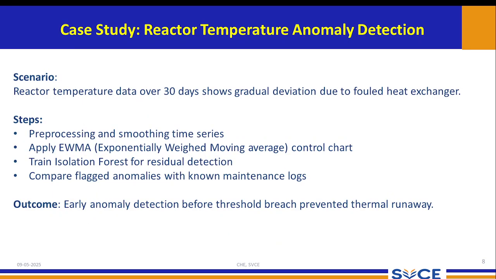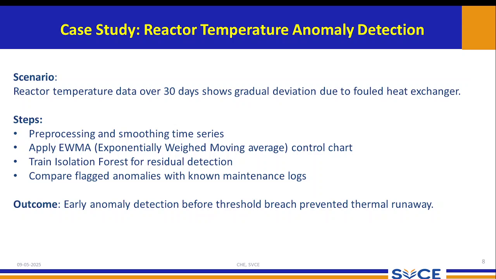So coming to the case study: reactor temperature anomaly detection. That is the example which I am going to show you as a case study. Let's say you have a reactor and every second you are measuring the temperature of the reactor. If there is any deviation from normal values, how do you find it? Let's see the scenario.